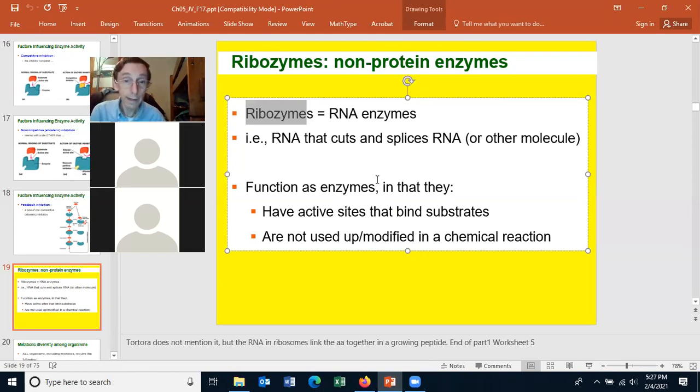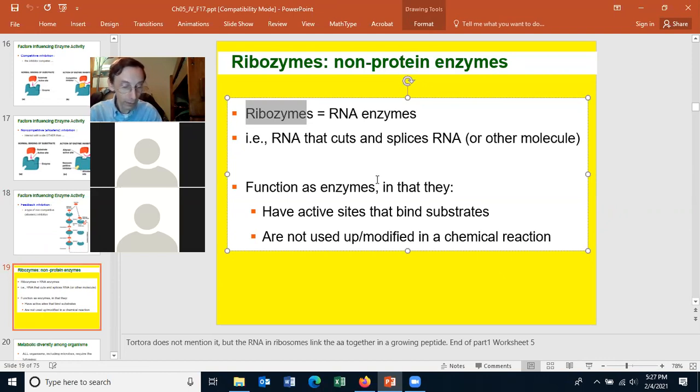There is actually one RNA enzyme that we're going to talk about. Tutora, your textbook author, does not mention it, so I'm going to mention it. And that is, we do talk about... I'm drawing a blank here. Ribosomes. There we go. Ribosomes make proteins.